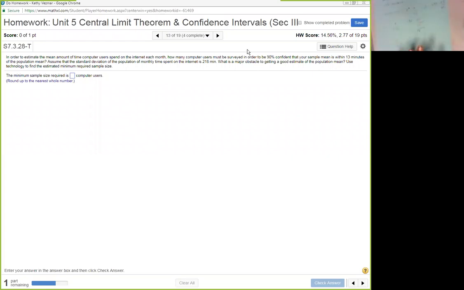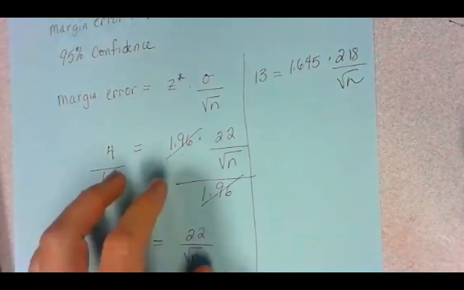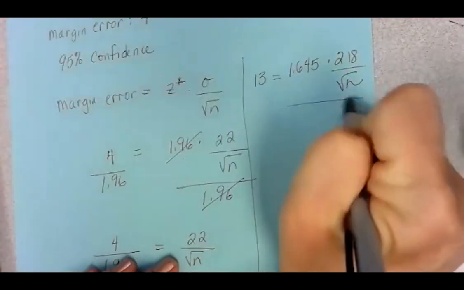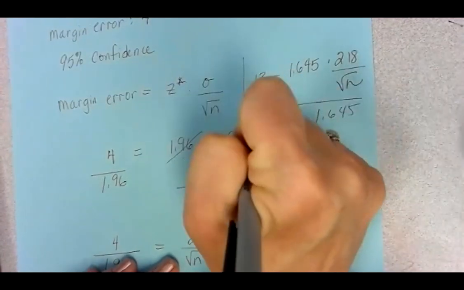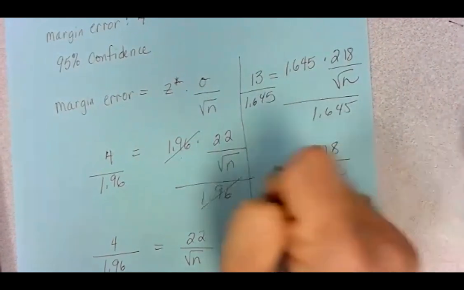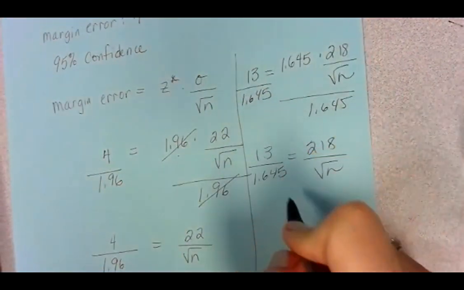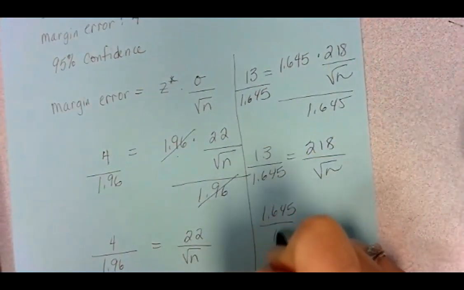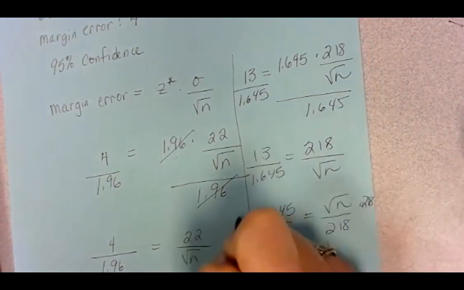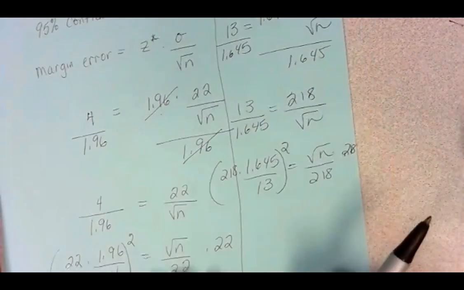And then we're going to go ahead and solve for n. We're going to solve for it just like we did over here. Okay, so the first thing that we can do is divide both sides by the 1.645. So then we have 218 over the square root of n. I'm going to go ahead and flip each of those, multiply both sides by 218, and then I'm going to square both sides to get n.